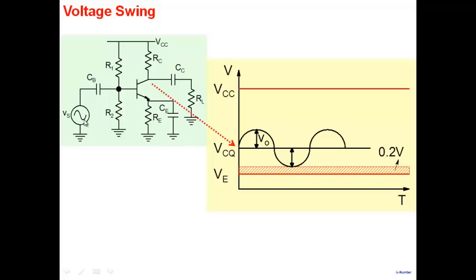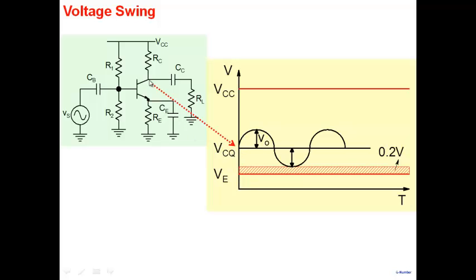And obviously, if I apply a sinusoid here, I want a pure sinusoid at the output. I don't want it to get distorted. The whole point of amplification is to build up the signal without changing its shape, without distorting it. So we would like V0 here and we would like V0 here. Now the issue is how large a V0 can I get? Note what happens here. This point is fixed. VE is fixed here.